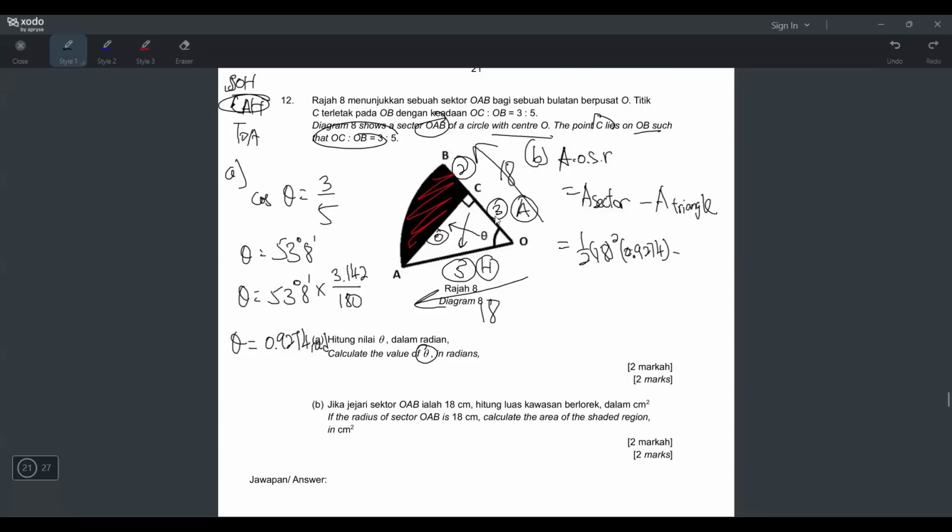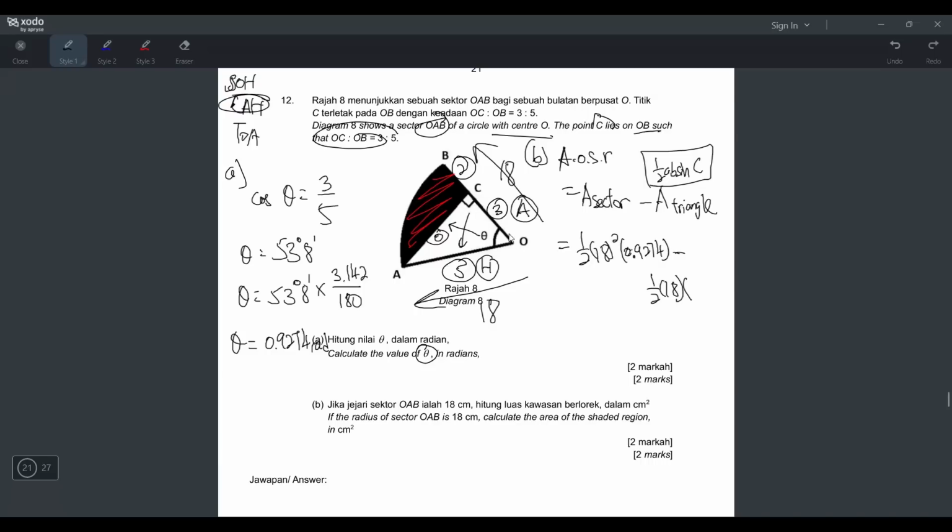For the area of triangle, which formula can you use? I have this length, and I have the angle here. So I can use the formula 1 over 2 ab sine C. You learned this formula in Form 4 chapter 9, the solution of triangle chapter. So 1 over 2 ab sine C. What are a and b? They will be two sides. One of the sides is 18. The other side here you can find.